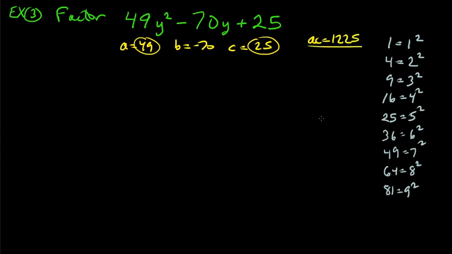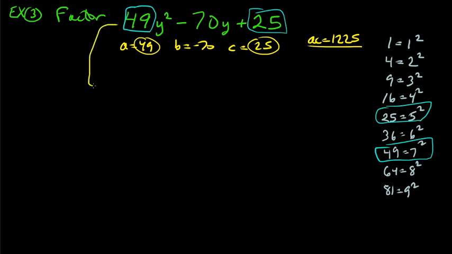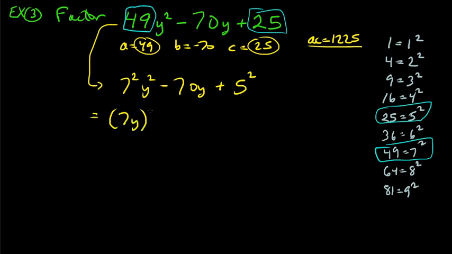Okay, so yeah, we could use the AC method, but that could take a while. Instead, let's see if these are perfect squares here. The 49 is certainly a perfect square, it's 7 times 7. And the 25 is 5 times 5. So we can rewrite this as 7 squared times y squared minus 70y plus 5 squared. So this is just 7 times y, the whole thing squared, minus 70 times y, plus 5 squared.